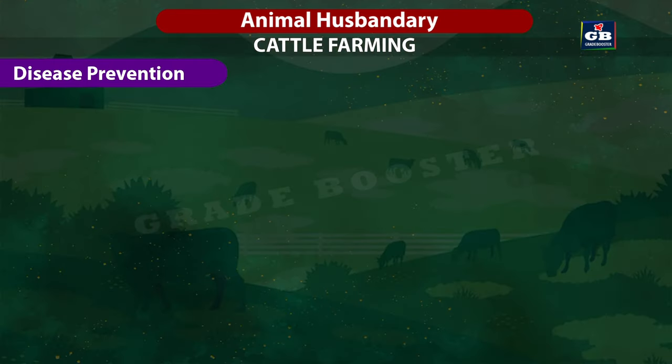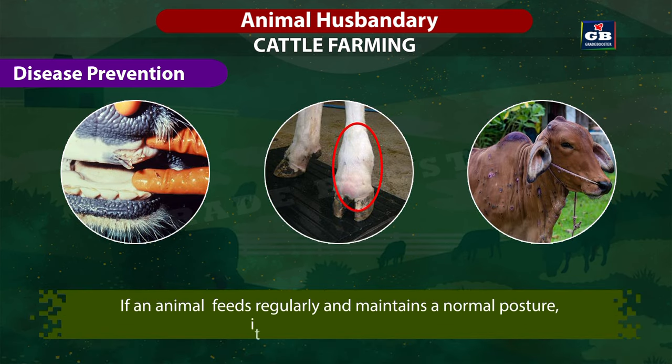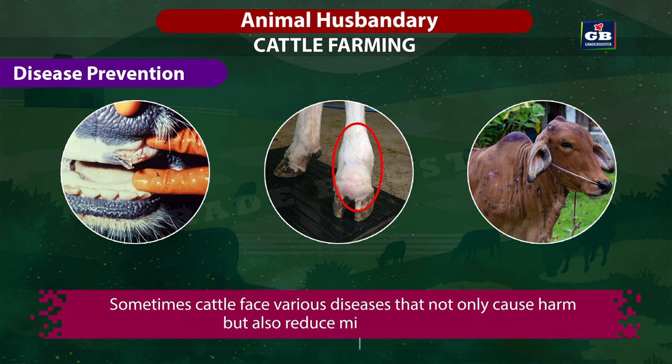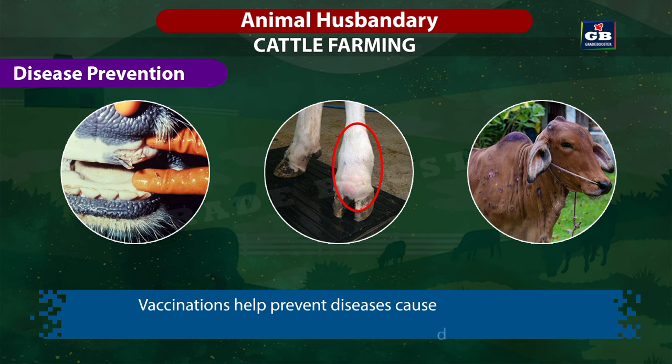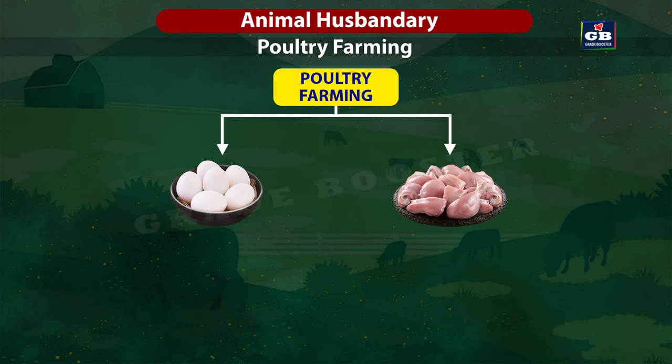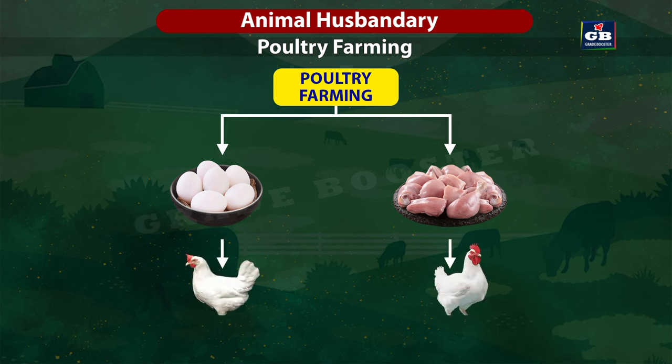Disease prevention. If an animal feeds regularly and maintains a normal posture, it is in healthy condition. Sometimes cattle face various diseases that not only cause harm but also reduce milk production. Vaccinations help prevent diseases caused by parasites, bacteria, and viruses. Poultry farming. Poultry farming is for eggs and chicken meat. So special breeds are created for laying eggs, which are called layers, and producing meat, which are called broilers.